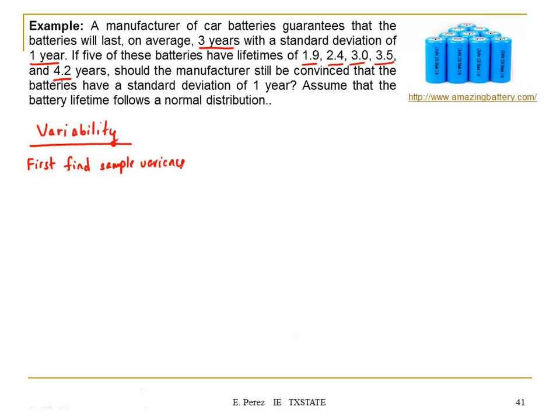And how do you compute the sample variance? Sample variance equals 1 over n minus 1 times the summation from i equals 1 to n of differences. This is x_i minus x bar squared. Okay? So if we were to compute this for this case, we have 1 over, what is the size of our sample?